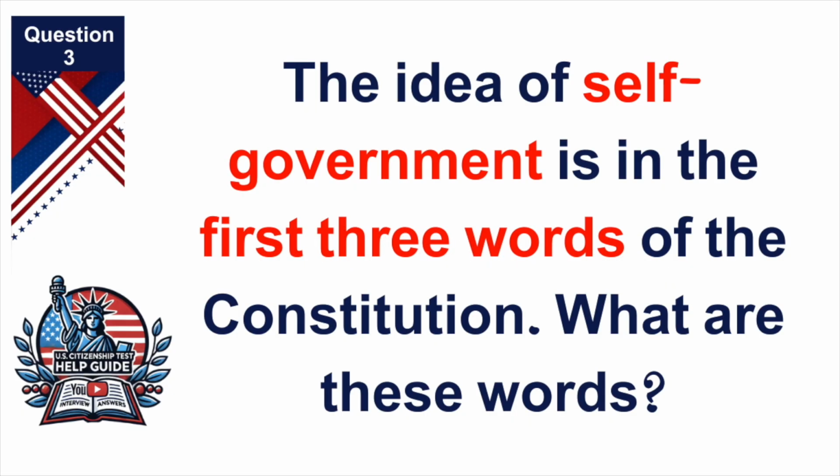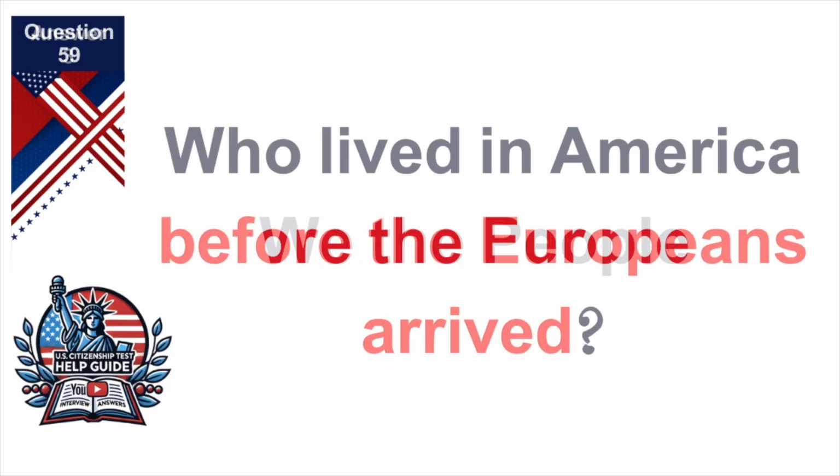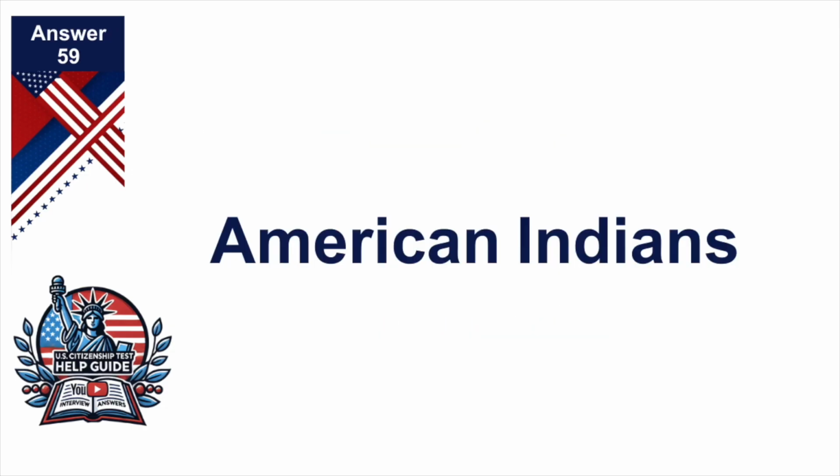The idea of self-government is in the first three words of the Constitution. What are these words? We the people. Who lived in America before the Europeans arrived? American Indians.